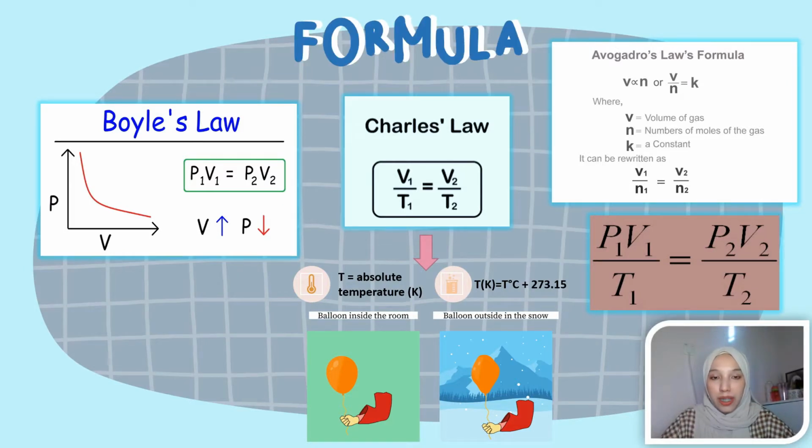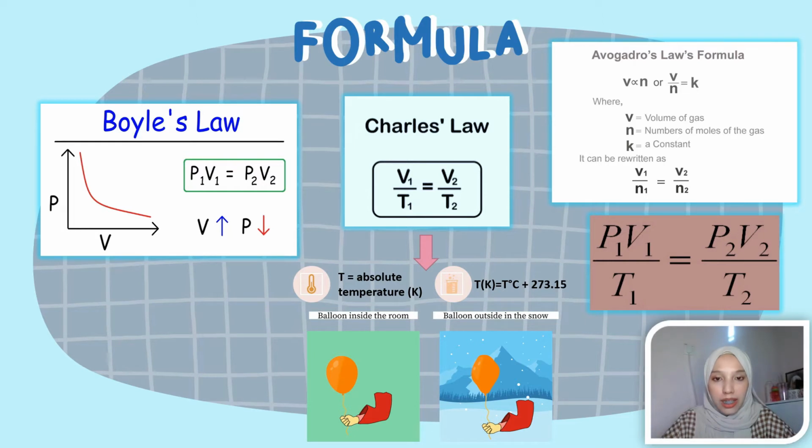So for the formulas, first is Boyle's law. The formula for Boyle's law is P1 V1 equals P2 V2. V stands for volume and P stands for pressure. When the volume is high, the pressure is low. We can see the graph that will show you.